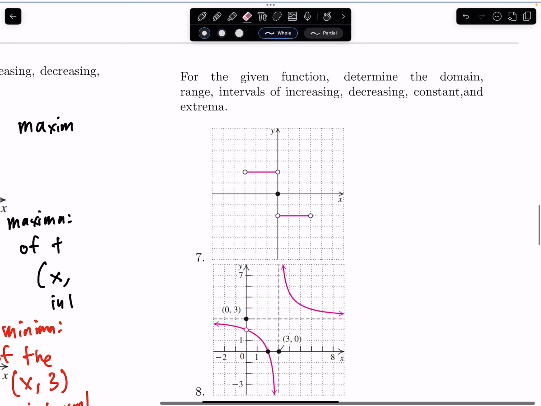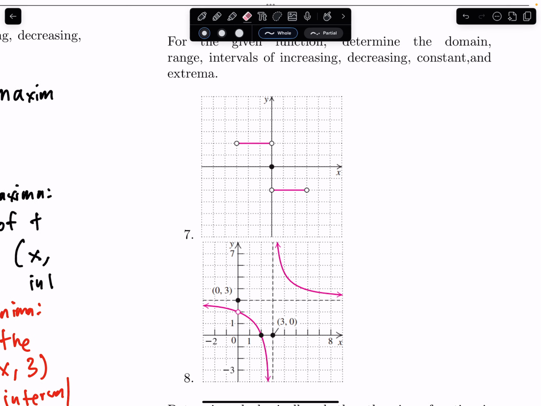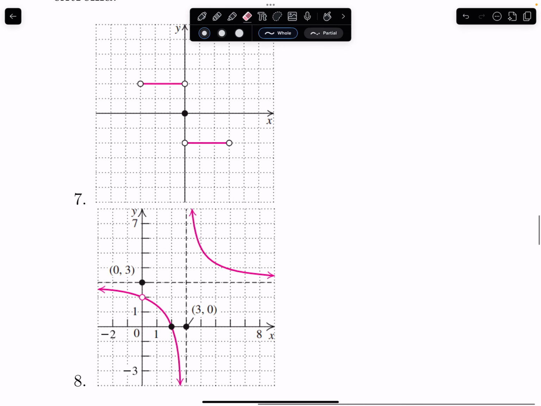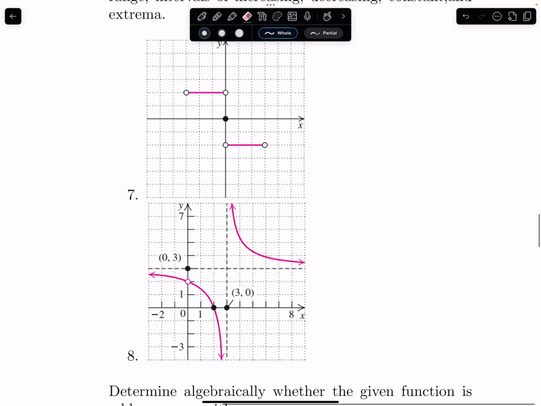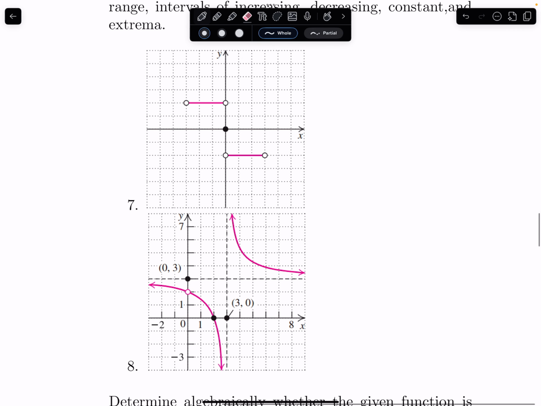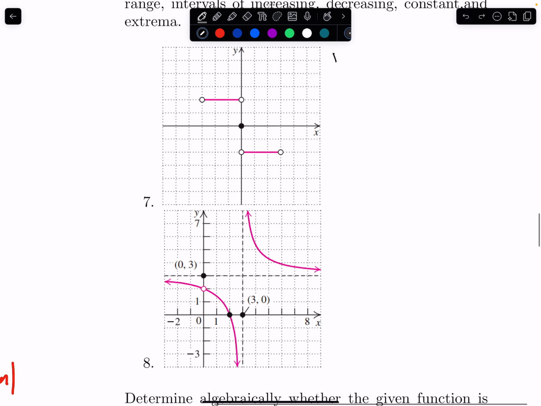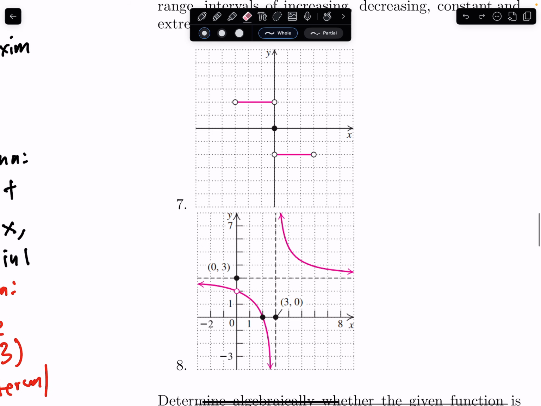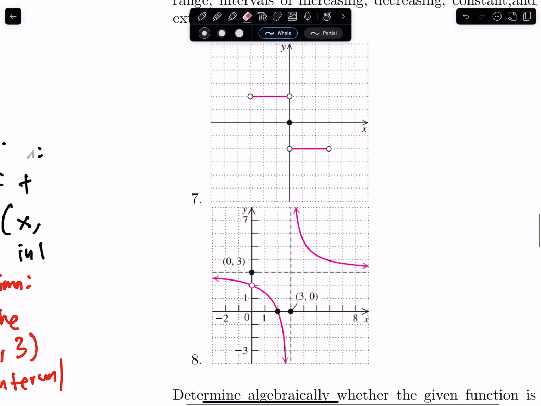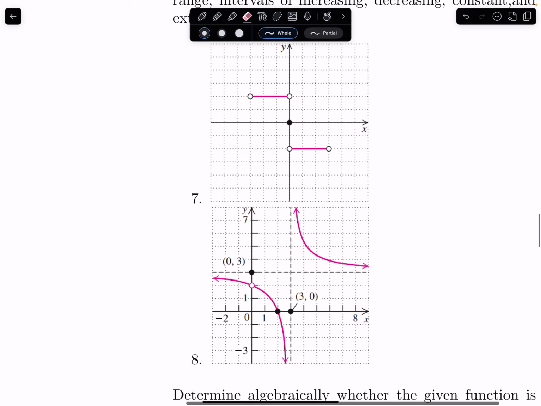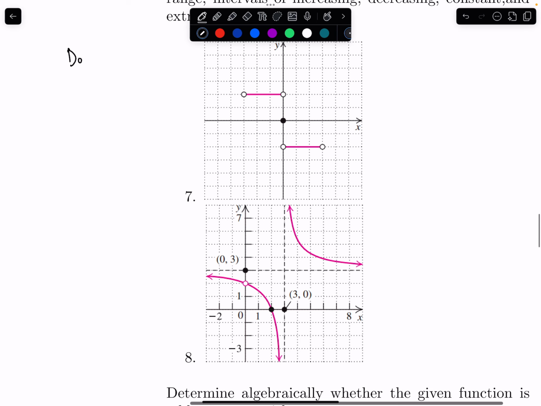Okay, so what was it again? Domain, range, increasing, decreasing, constant, and then the extrema. Okay. So basically redo the same thing we were doing earlier, plus the domain and the range. Let's start with domain first. Well, how about this? Let's do the domain on the left of the graph, okay? And range. So domain first.